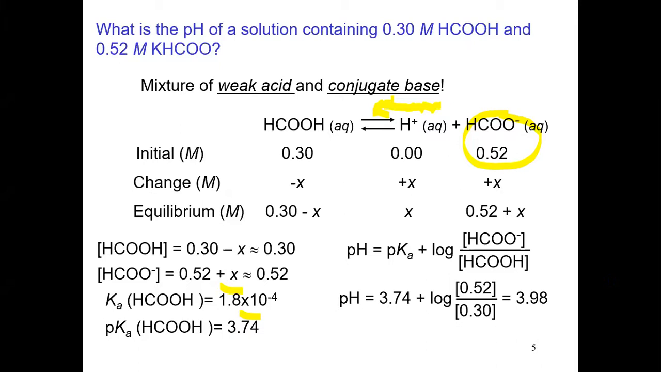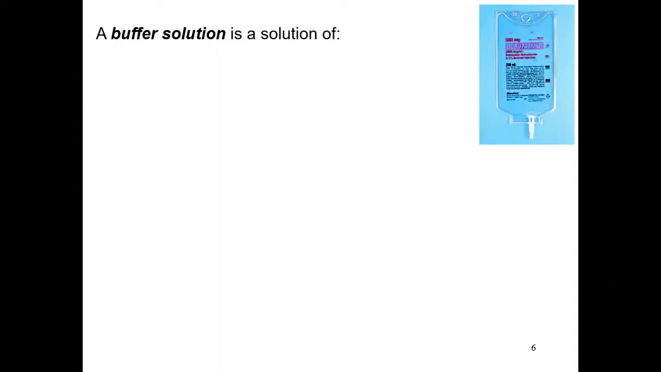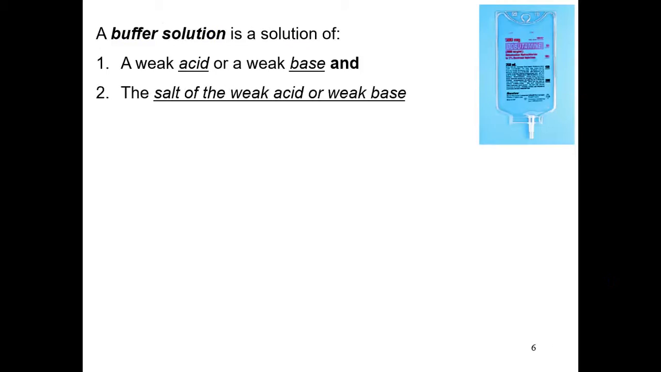And that is what allows us to build what is called a buffer solution, sort of like the ones that you see in different kinds of IV bags and stuff like that. It's a solution where you have a weak acid or base and its conjugate. Typically, I like to speak of it as a weak acid and a salt of the weak acid, because the salt of the weak acid contains the conjugate base, all right? And the idea is both must be present, otherwise it doesn't work.